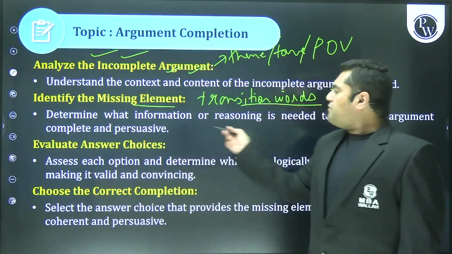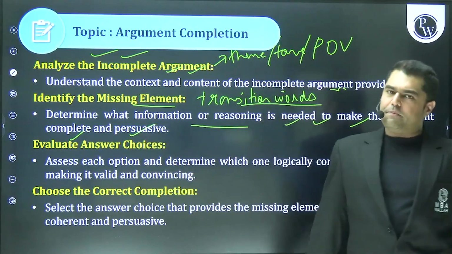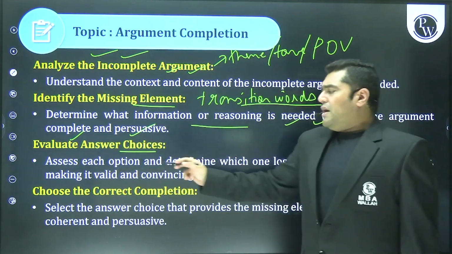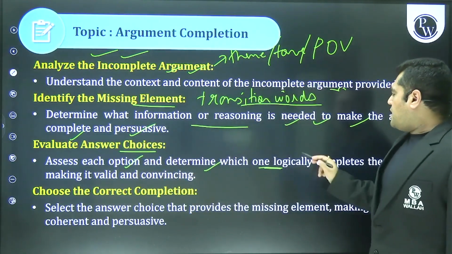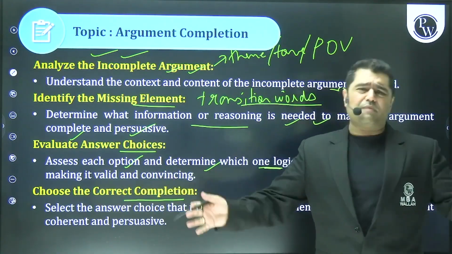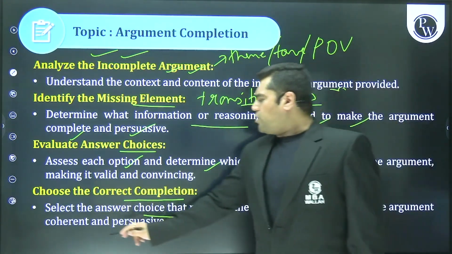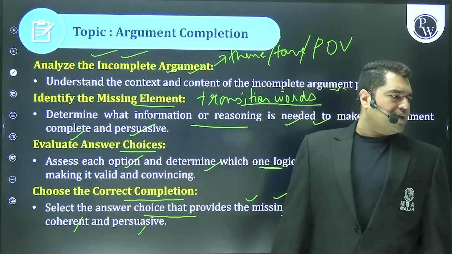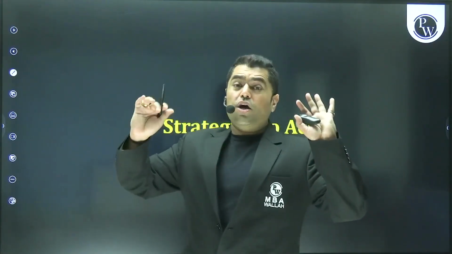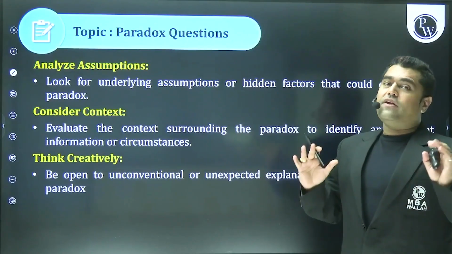Determine what information and what reasoning is needed to make the argument perfectly complete, perfectly persuasive, like a perfect piece of argument. Then evaluate your answer choices, assess each option, determine which one best completes the argument, and finally choose the correct one. This is kind of standard. This goes for all the types of questions covered so far. Select the answer choice that provides the missing element, making the argument coherent, persuasive, completely on track. It was a little repetitive, but now you have a checklist in front of you. Let's look at some strategies quickly so that you get full marks.